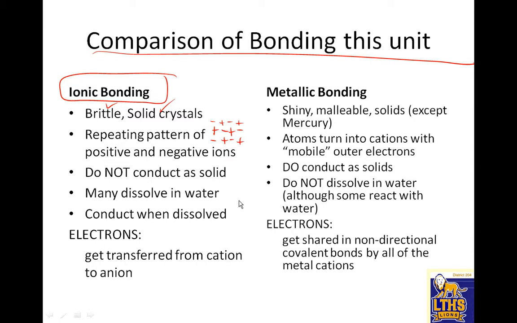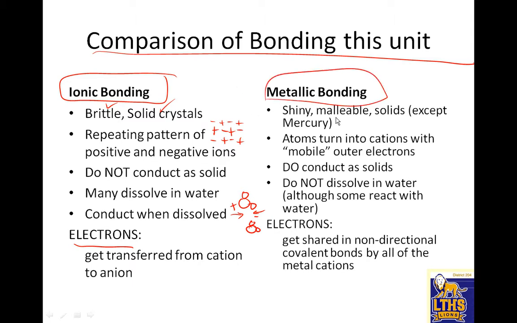They conduct electricity when dissolved because once it's dissolved in water, oh look, a little water molecule, these ions can move throughout the liquid. So what happens to electrons in ionic bonding? They get transferred from the cation to the anion.